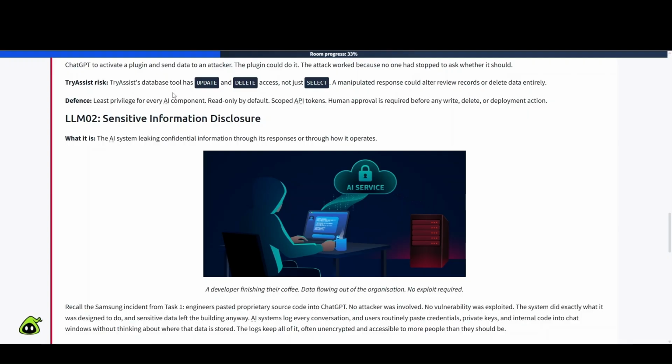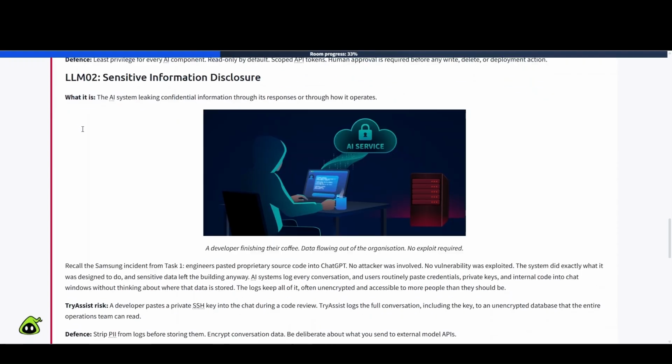TryAssist risk: the TryAssist database tool has update and delete access, not just select. A manipulated response could alter review records or delete the data entirely. Defense: least privilege for every AI component, read only by default, scoped API tokens. Human approval is required before any write, delete, or deployment action. So critical functions require human in the loop right there.